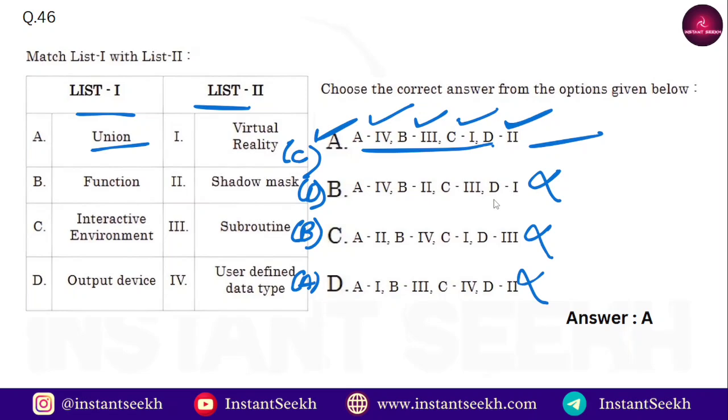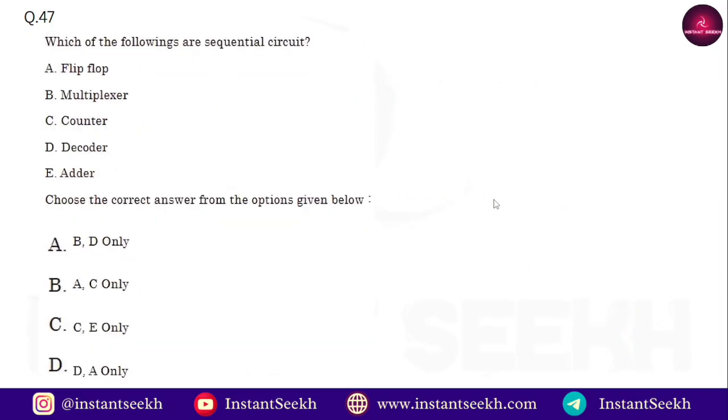Okay, let's move on to the next. Which of the following are sequential circuits? First of all, we will see flip-flop. Yes, it is a sequential circuit. Next, multiplexer. Multiplexer is a combinational circuit that selects one of many inputs and forwards the selected input into a single line. So this is a combinational circuit, not a sequential circuit.